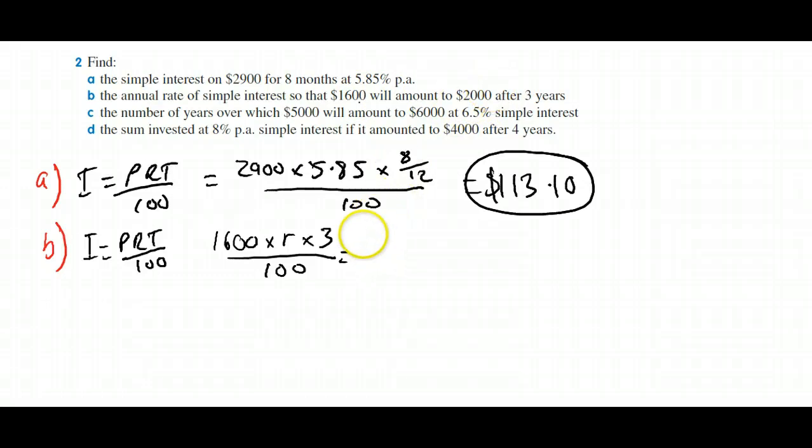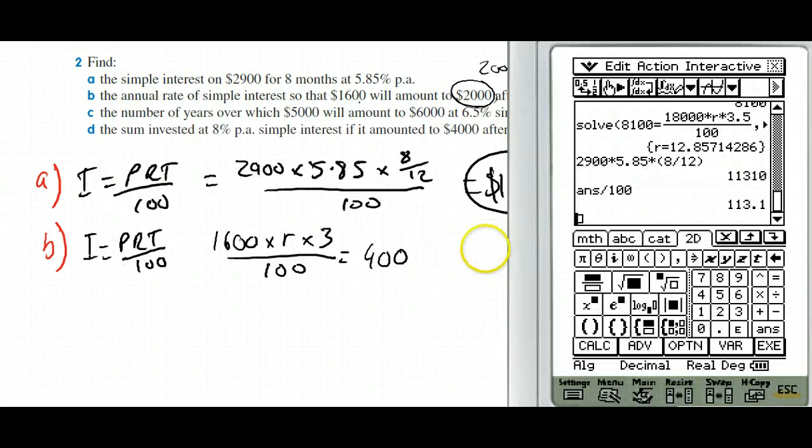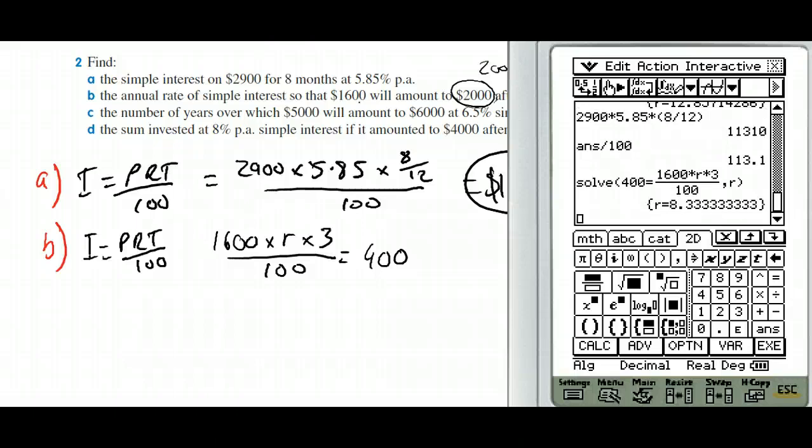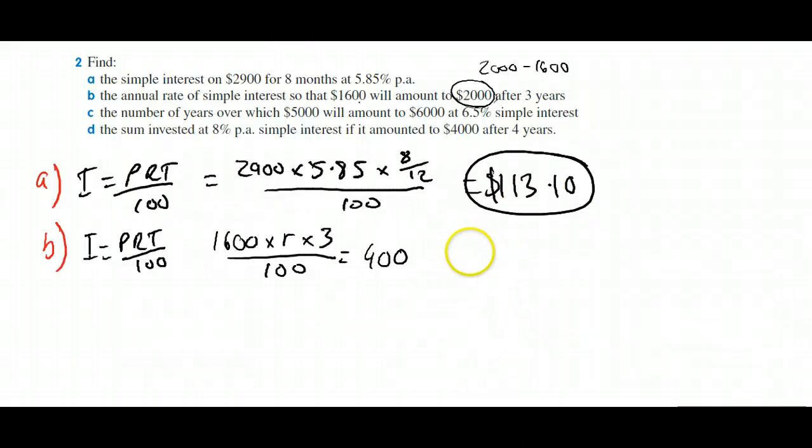But we have to put in the amount of interest, not what the investment will become. This is the total amount, interest plus principal. We just want to put the interest in, which is 2,000 minus 1,600. That's the interest. So we want to put in 400 here. Okay, when we put that in the calculator and solve, we'll see what we get. 400 equals, make a fraction, 1600 times r times 3 and comma r is 8.33, and that's a percentage.